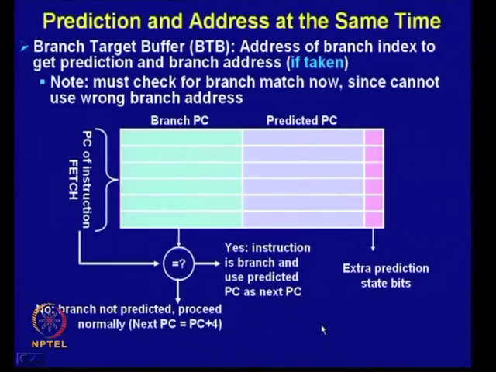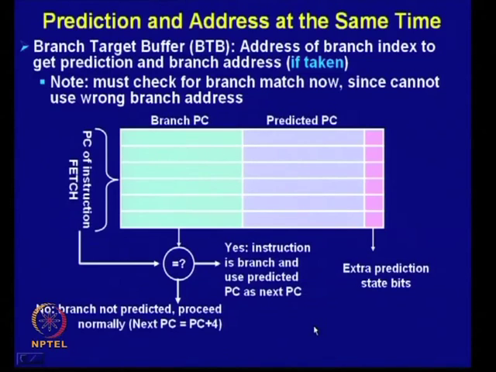So, you can see using this you can have zero delay. The reason is that you get the information whether the prediction is taken or not, and you get the information where the branch should go if it is taken. So, in the next cycle itself, after the instruction fetch has been done, you can fetch the instruction from the target address and its execution can proceed. So, it can work with zero delay. The prediction and address at the same time, that is the basic idea of using a branch target buffer.